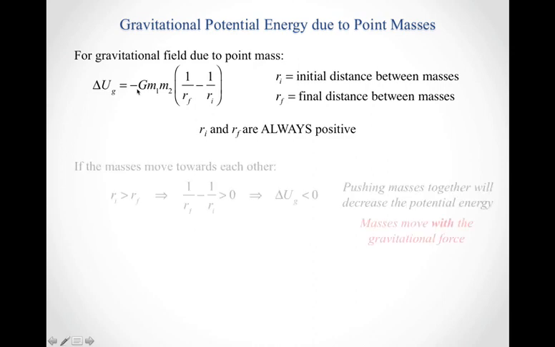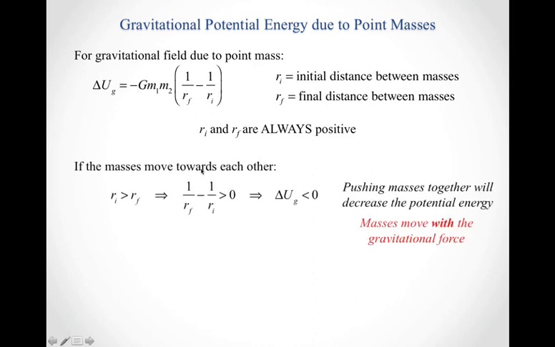So if I move my masses towards each other, then the initial distance separating my masses is greater than the final distance separating my masses. But of course that means that 1 over r final minus 1 over r initial is a positive thing. I took 1 over the smaller thing minus 1 over the larger thing, and that ends up being positive. If the term inside my parentheses is positive, times positive G times positive mass, there's nothing left to cancel that minus sign, and so that tells me that the gravitational potential energy will decrease.